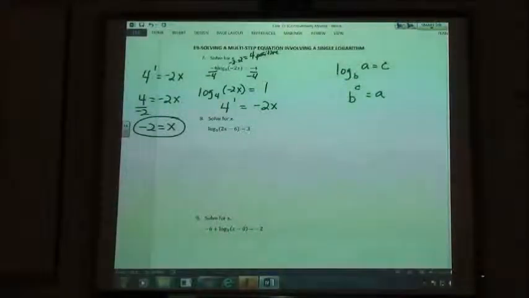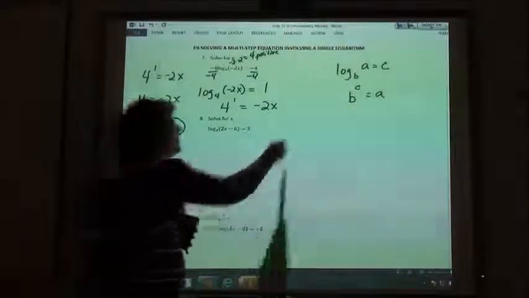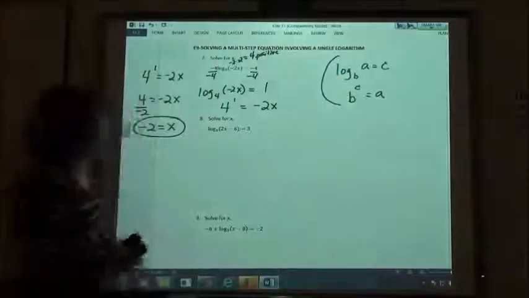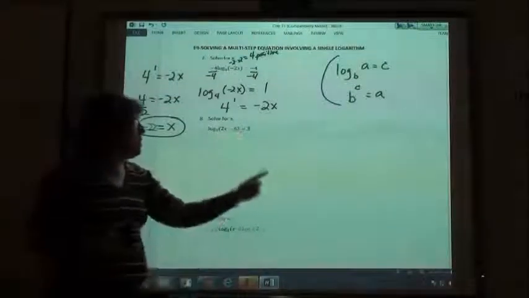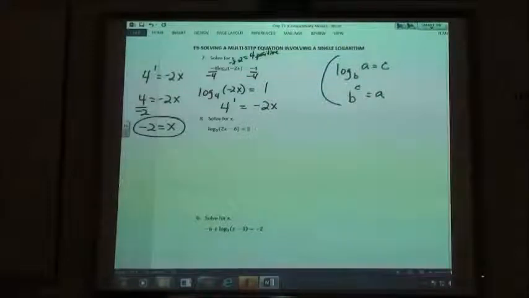We're doing this thing right here. How do we change it from a logarithm to the exponential form so we can get rid of the word log out of our equation?